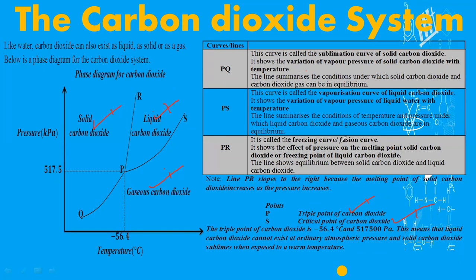Okay. When we look at the curves, it should not confuse you. They are the same curves we have been naming. PQ, this curve here, shows equilibrium between solid and gas. That's the sublimation curve of solid carbon dioxide. The sublimation curve shows the vapor pressure of solid carbon dioxide with temperature. If they ask you what it shows, then PS is the vaporization curve of liquid carbon dioxide.